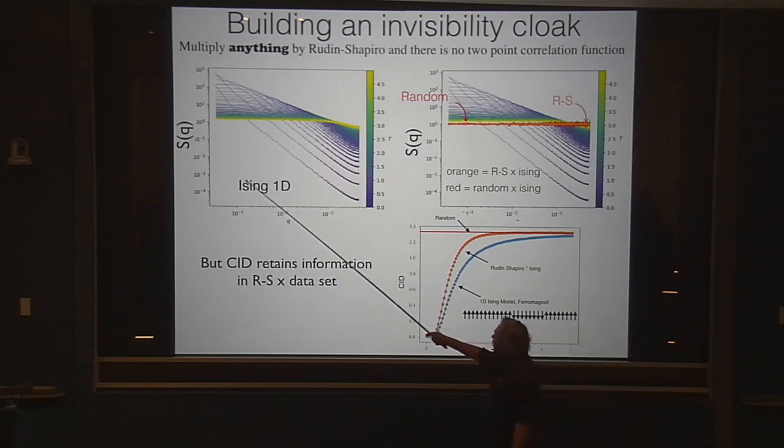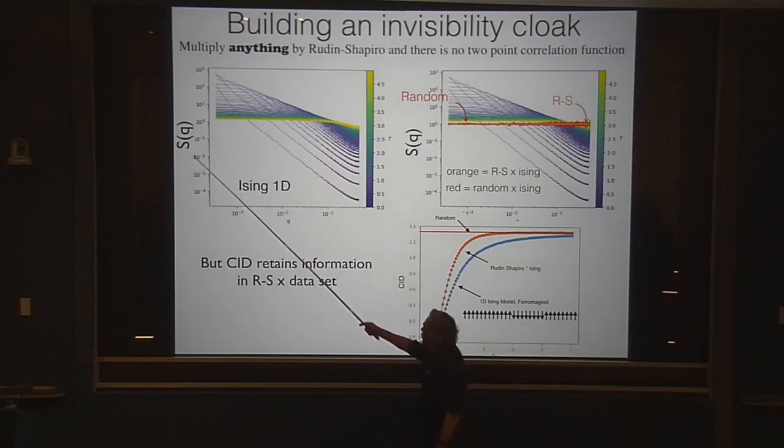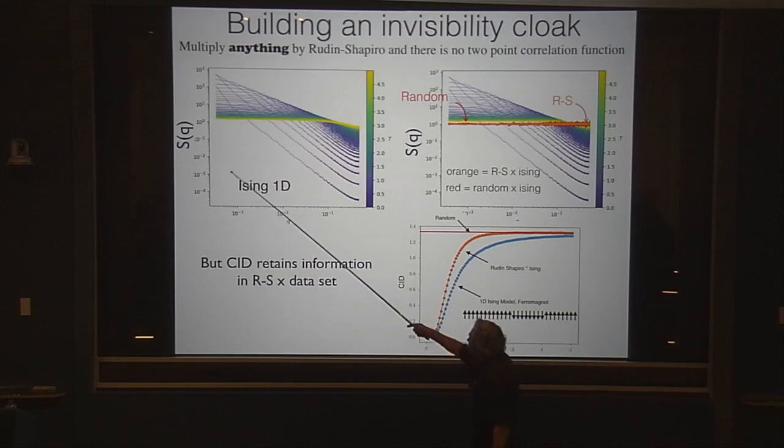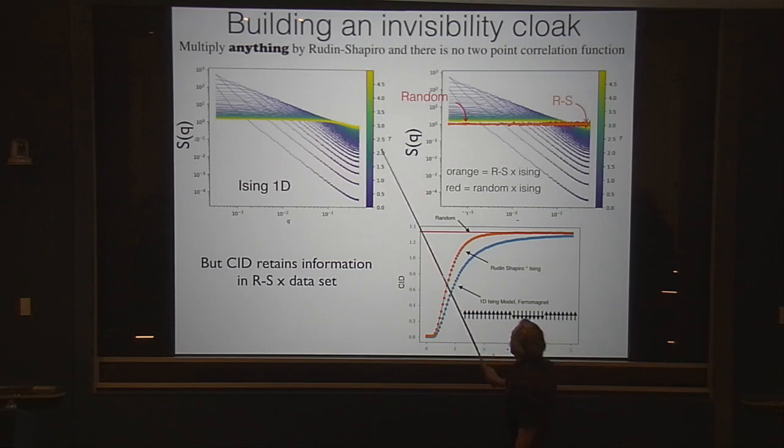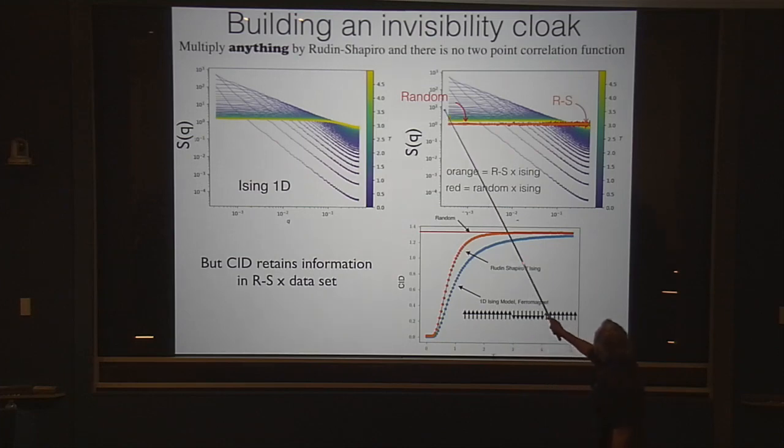Here it turns out is S of Q, the structure factor, the density-density correlation function Fourier transform, essentially, for an Ising model, which has strong correlations in it depending on the temperature. This is the temperature over here. So the lower you go, the stronger the correlations are. You take this and you multiply it by something that's random, and S of Q, that's this red line over here, gives you something that's flat like that, okay?